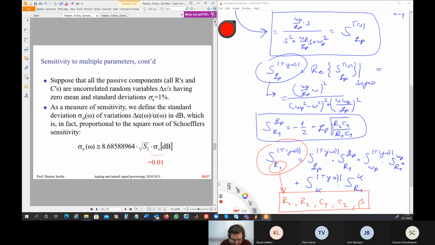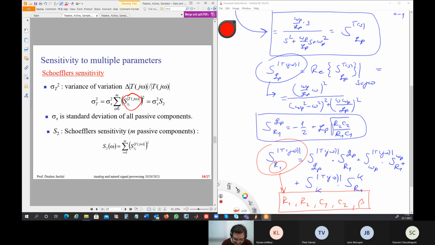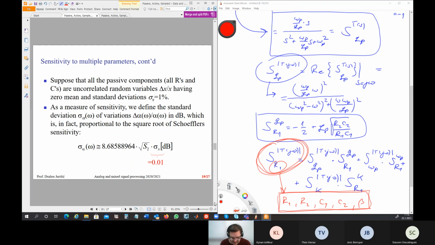And then we can define something. If we add all these together and make square, we can define something what is called multiple parameter sensitivity, which is here. And we call it S2, and we call it Scheffler sensitivity. So the summation of the squares of these sensitivities to all parameters which are here, and we square it and then we add it. This is called Scheffler sensitivity. And then we find square root of it, and we suppose that all the elements are having 1% standard deviation, or let's say tolerance. Then we can calculate it in decibels. We use this equation, and this is multi-parametric measure for the sensitivity. This is all defined now, theoretical.